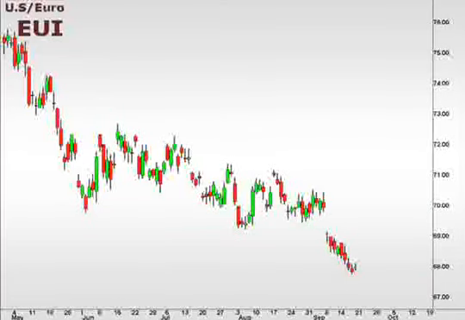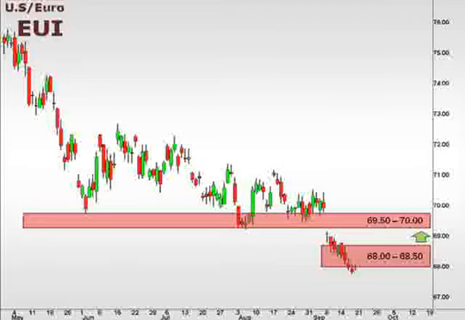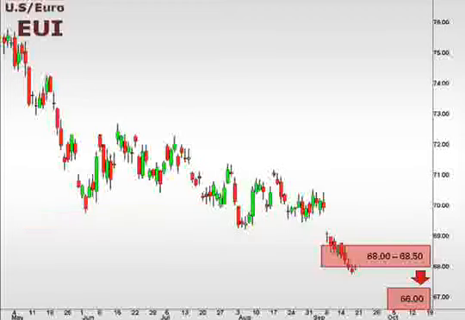Well, let's take a look at the US dollar versus the euro here in the EUI. Now, the US dollar continued to weaken against the euro, and after completing an anticipated test of the lower range of our 68-68.5 box, we are expecting a retracement that should yield a test back up into the 69.5-70 zone. If we fail to see support come in here at the 68-68.5 level, we are looking for a move that may extend as deep as 66.